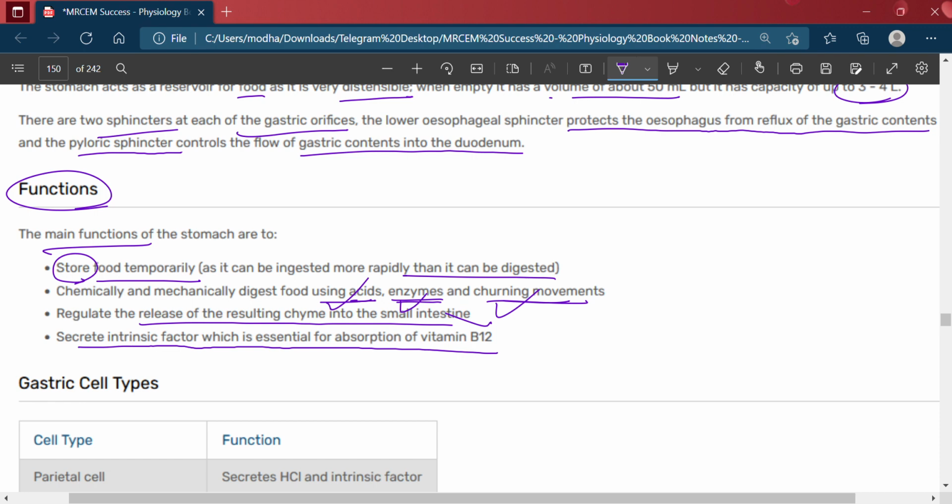Then regulate the release of the resulting chyme into the small intestine. Then secrete intrinsic factor, which is essential for the absorption of vitamin B12.